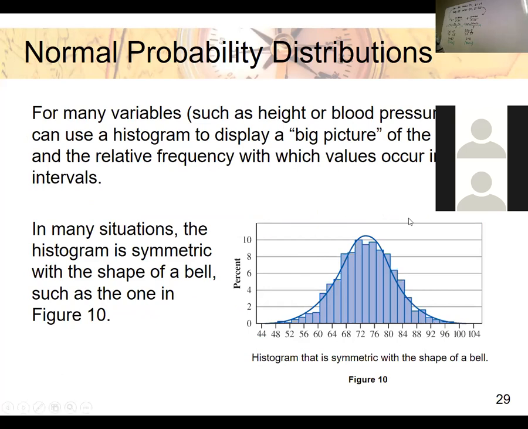For many variables, such as height or blood pressure, we can use a histogram to display a big picture of the shape and the relative frequency with which values occur in different intervals. So here is a histogram that is symmetric with the shape of a bell, as you can see. And this is something that we call a normal distribution. Another phrase for it, if we were to graph it, is the bell-shaped curve.